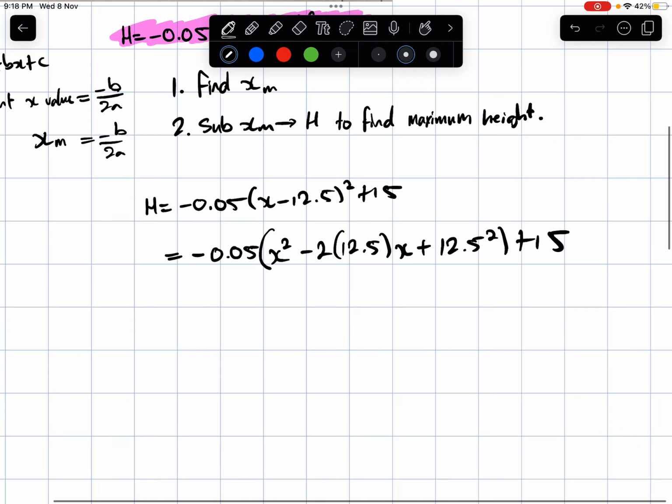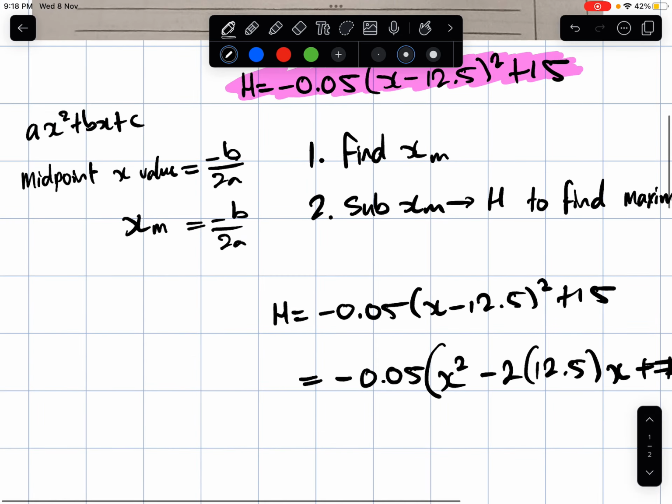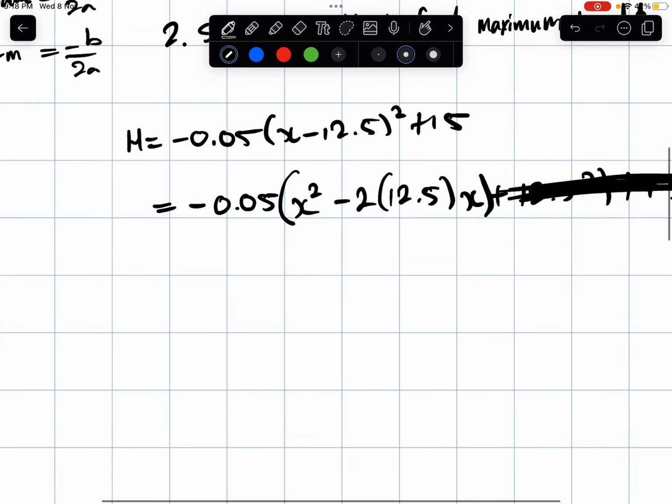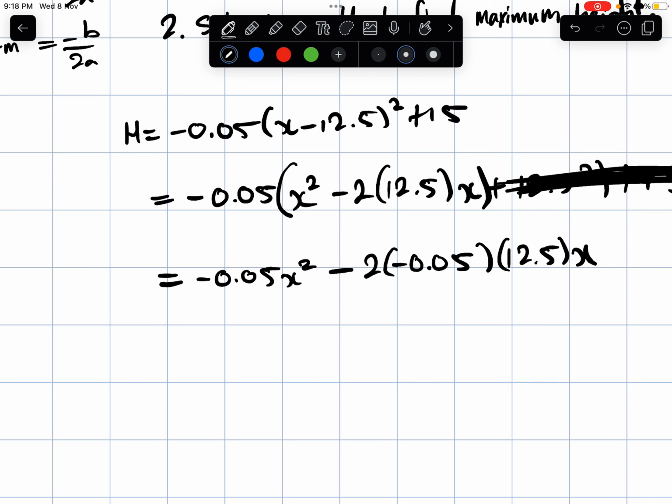Now, this seems a bit unorthodox, but we can just ignore this whole last bit because it's all constants. And we don't need the c bit of this equation up here. So we don't need that bit here. So we can just close it off here and work with this alone. Now if we expand it, negative 0.05 x squared minus 2 times negative 0.05 times 12.5 times x.